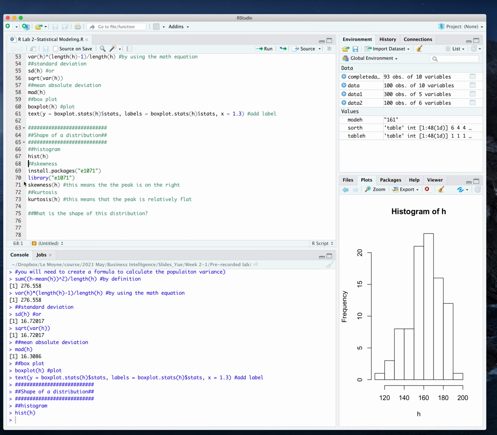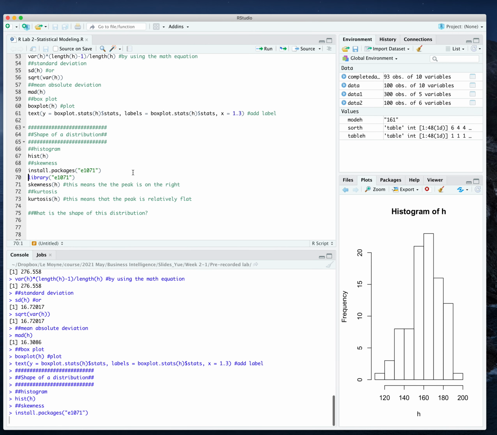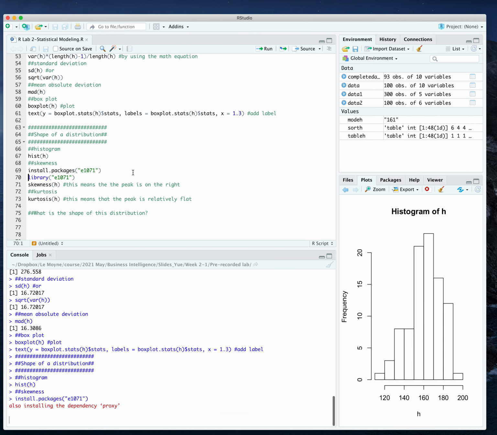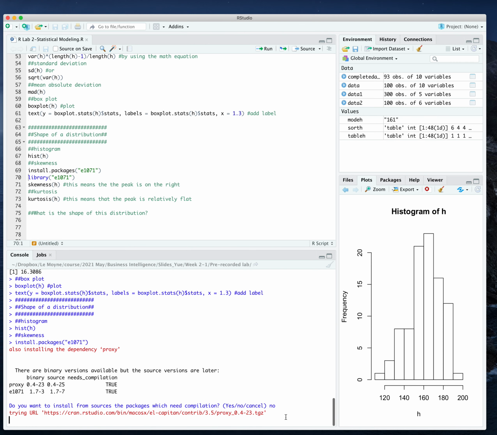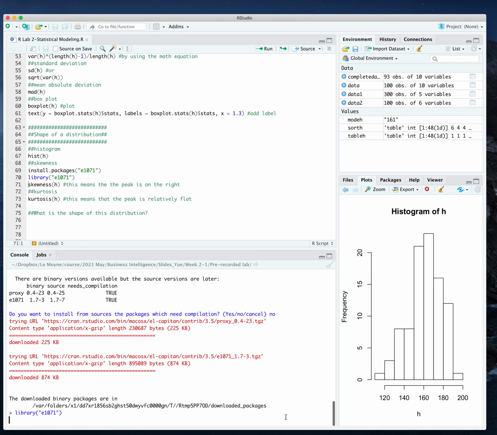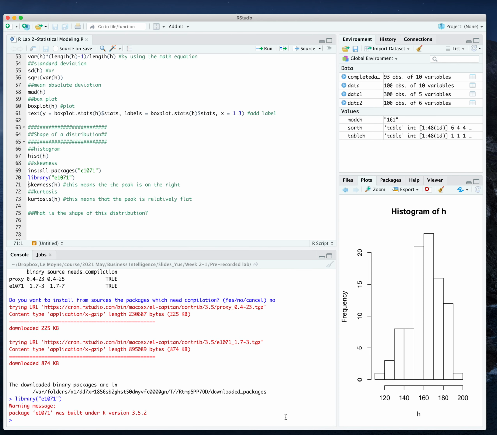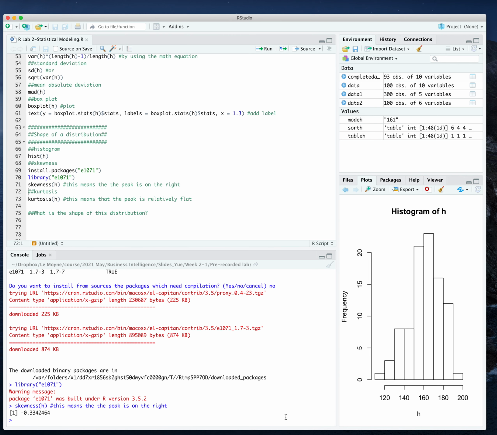either the right or the left, then we can calculate the skewness to tell you if the peak is on the right or on the left. We can install a package to do that, and this package is called e1071. Let's run this package installation, and once it's installed, we can load this library, and then we can calculate the skewness. The skewness is minus 0.334, so it's saying that it's actually leaning a little bit towards the right. If this number is bigger than 0, then it means that it's leaning towards the left.